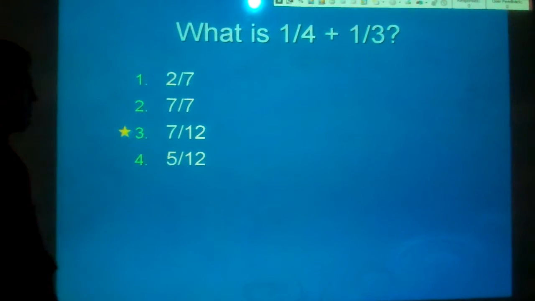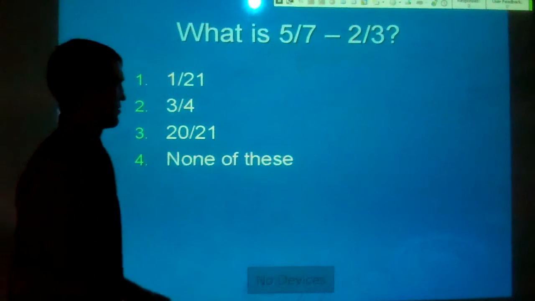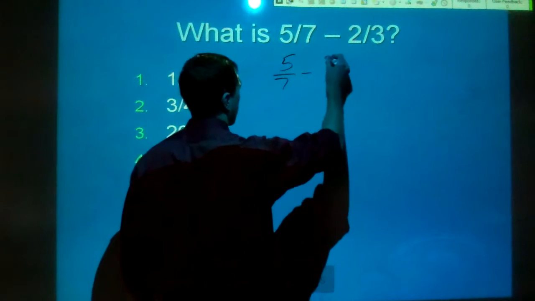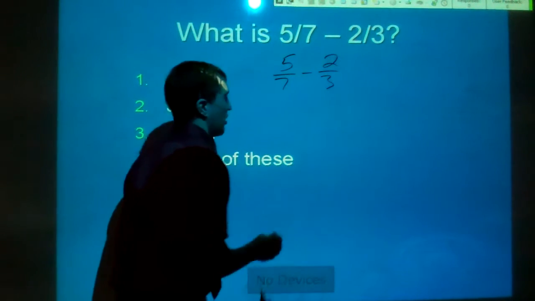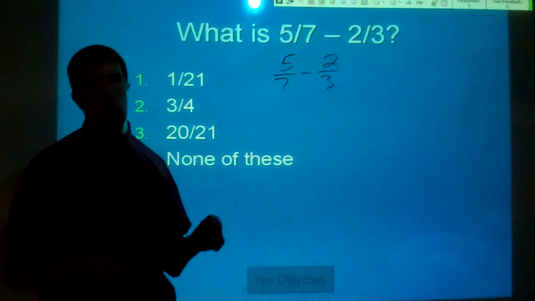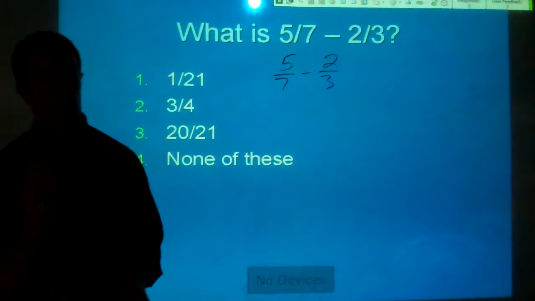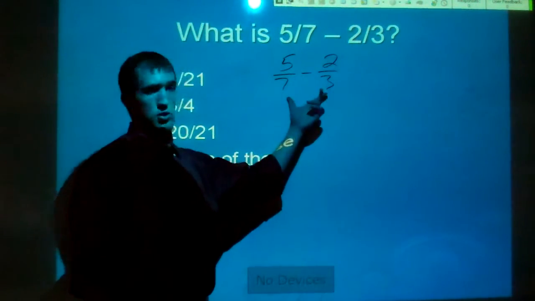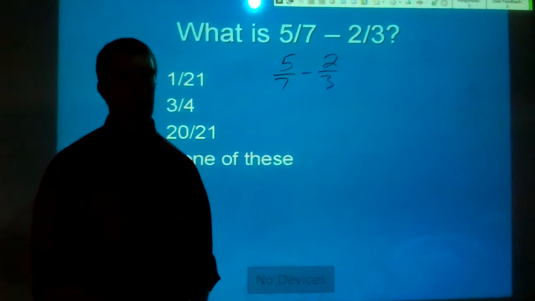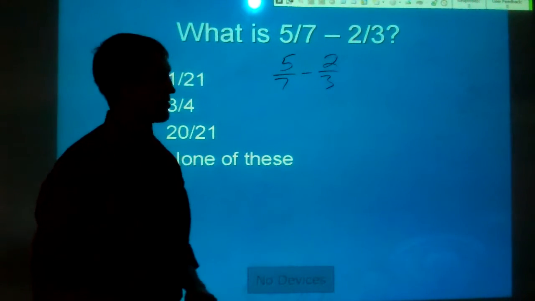Okay. Moving on. All right. 5/7 minus 2/3. So 5/7 minus 2/3. Well, and here's another thing to point out. If you're not sure at all what to do with your common denominator, one thing you can always do is multiply your 2 denominators together, because that'll be a common multiple of them. It might not be the least common multiple, but you'll still get a common denominator that you can use.